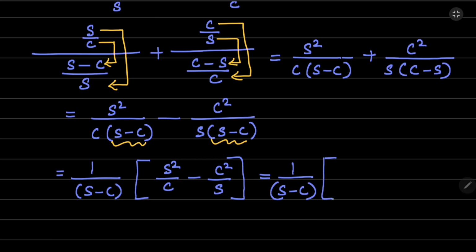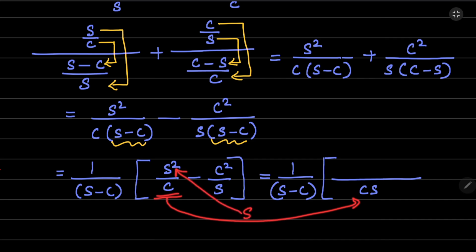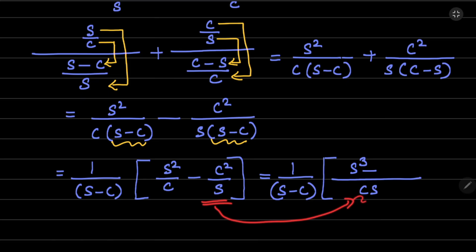Within the bracket, you have to take the LCM. So what is the LCM? It is cos into sine, and in the numerator, see, how should you do it? Cos multiplied by what will give you cos into sine? It is sine. So this sine is multiplied by sine square. So what do you get? It is sine cube minus, similarly, sine multiplied by what will give you cos into sine? It is cos. This cos you have to multiply with the numerator. So cos into cos square is cos cube. So minus cos cube. Okay.